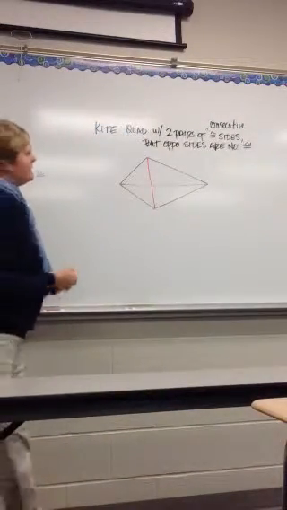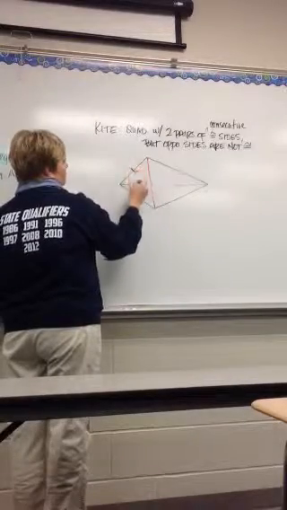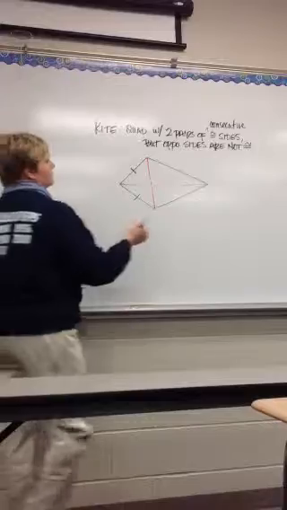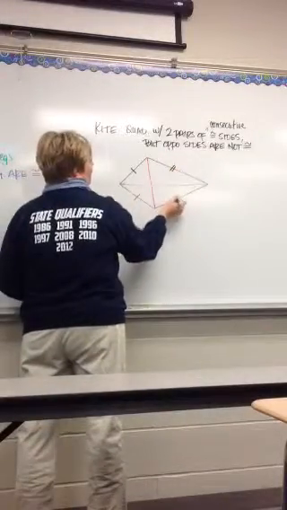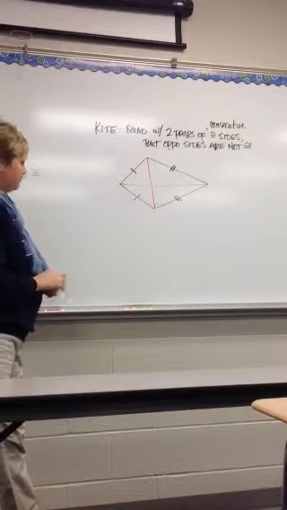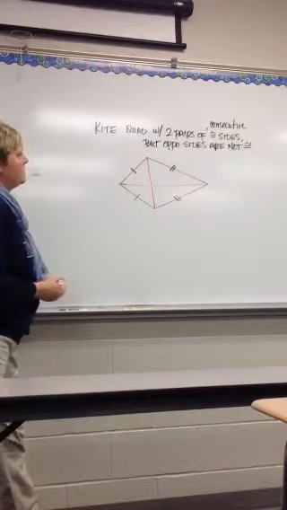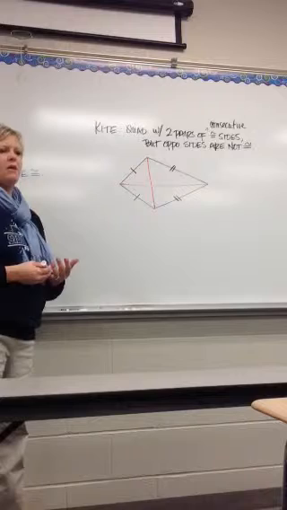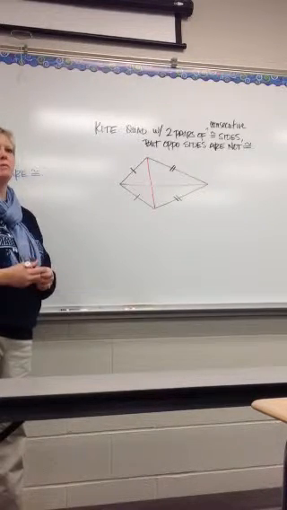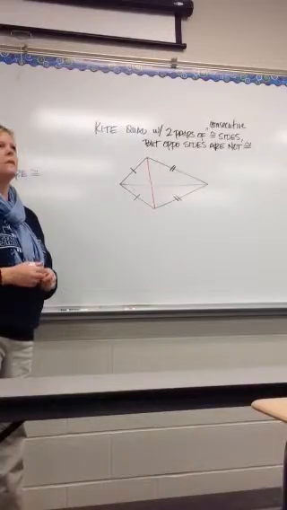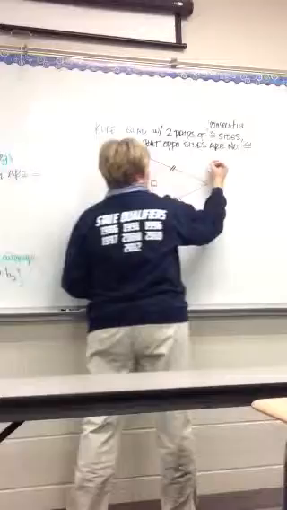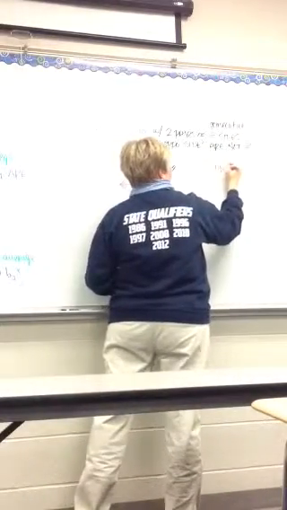So in a kite, those two sides would be congruent, and those two sides would be congruent. Do you notice anything about the diagonals? What do you think might be true about the diagonals? I heard it. They are perpendicular. Diagonals are perpendicular.